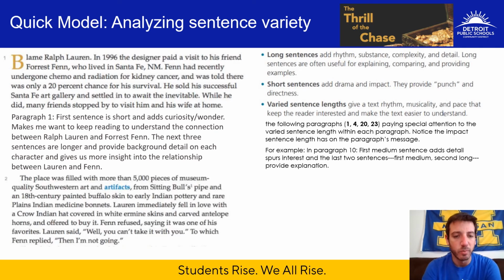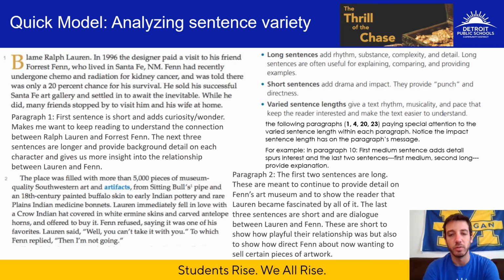The place was filled with more than 5,000 pieces of museum-quality southwestern art and artifacts, from Sitting Bull's pipe and an 18th century painted buffalo skin to early Indian pottery and rare Plains Indian medicine bonnets. Lauren immediately fell in love with a Crow Indian hat covered in white ermine skins and carved antelope horns and offered to buy it. Fenn refused, saying it was one of his favorites. Lauren said, "Well, you can't take it with you," to which Fenn replied, "Then I'm not going."